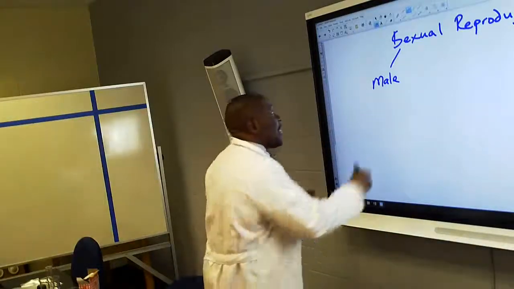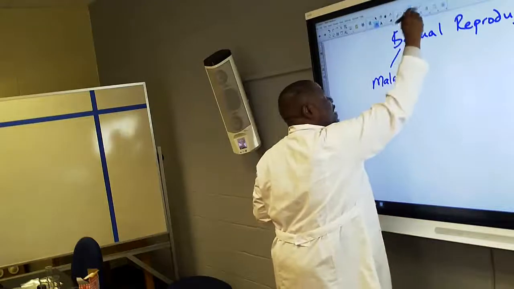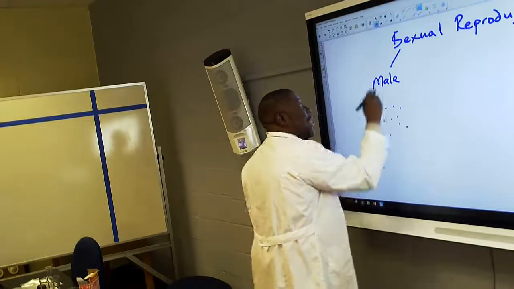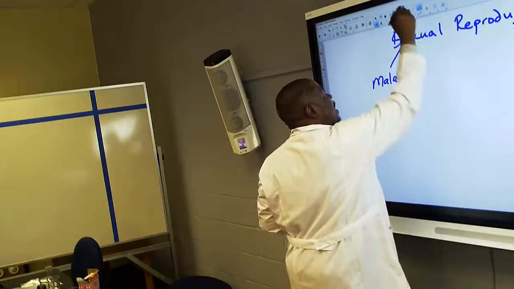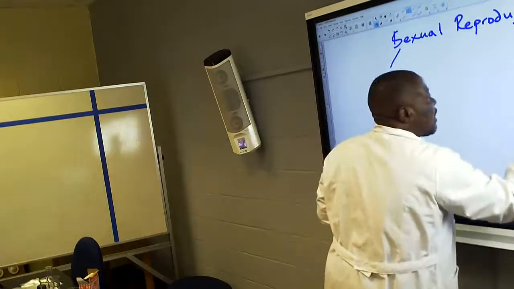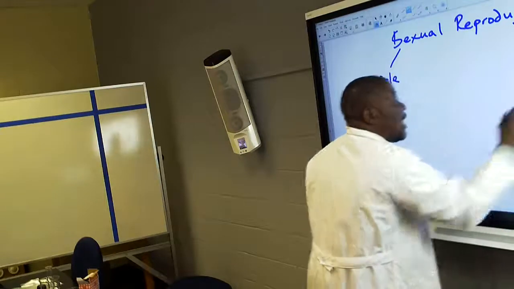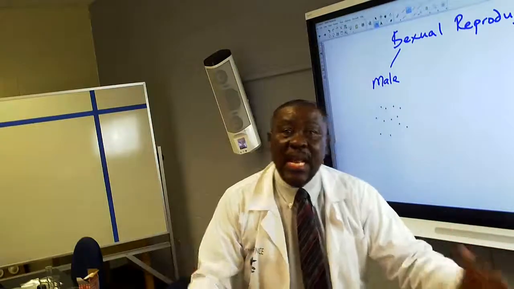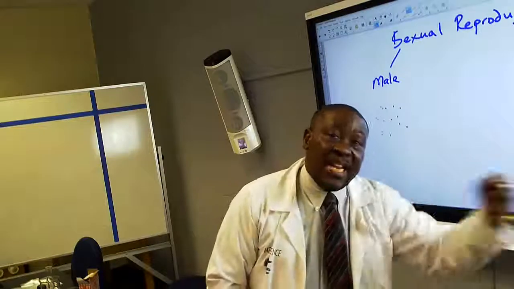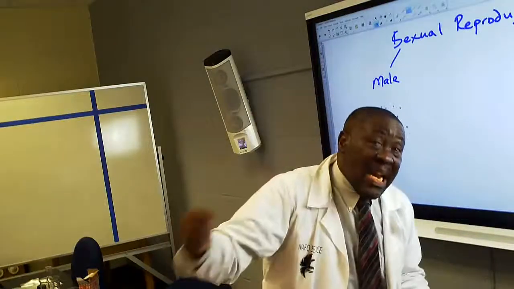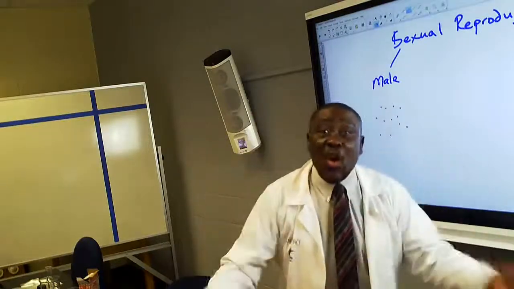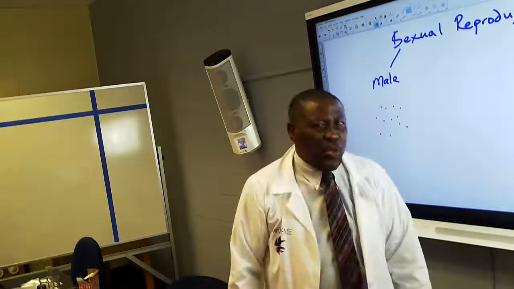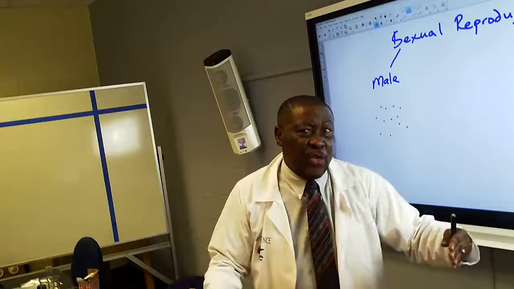So I'm going to represent the male genes as blue. Okay, so these are the male genes, blue. And I'm going to represent the female genes as red. So these are the female genes, red. Okay, now listen very carefully. So what's going to happen now is the female has to provide their own genes, the male has to provide their own genes in order to have an offspring. There is no way you can have an offspring without combination from those two.